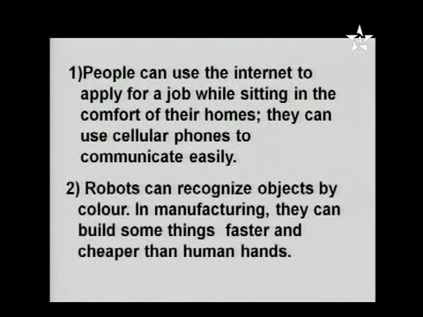Now here is the answer for question 2. Robots can recognize objects by color. This is the first function. Second function, in manufacturing, they can build some things faster and cheaper than human hands. Okay? The author has mentioned 2 practical functions for robots. Now here they are. Robots can recognize objects by color, and in manufacturing, they can build some things faster and cheaper than human hands.